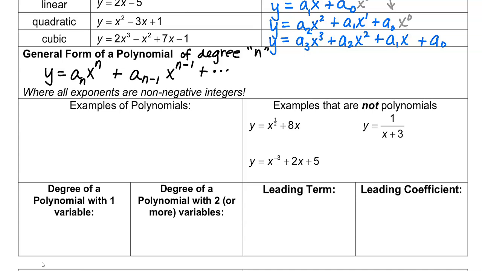Then I'm going to do dot, dot, dot, because the reality is the next term would be a sub n minus 2 x to the n minus 2. And then it would be a sub n minus 3 x to the n minus 3. Get the idea? Okay, and then I'm going to keep adding, and I want to go down until I get a sub 2 x to the 2 plus a sub 1 x plus a sub 0.